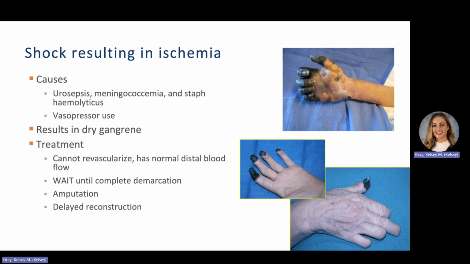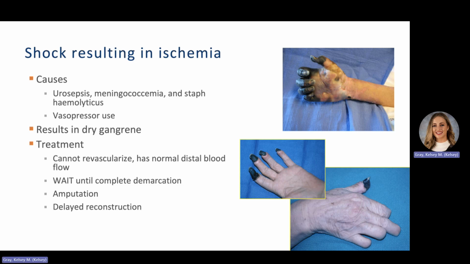Shock resulting in ischemia causes include urosepsis, shown in the lower photos, meningococcemia, and staph hemolyticus, shown in the upper photo, as well as vasopressor use, which can result in digital ischemia in up to 2% of patients. This can result in dry gangrene, which is treated with local wound care to prevent progression to wet gangrene.